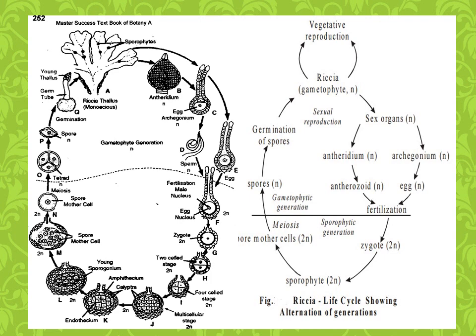Sperms are biflagellated. They are transported to the archegonium to the oosphere, and thus fertilization occurs and then the zygote is developed. Here you can see the zygote is a diploid structure, and thus several changes occur and a new sporophyte, which is a diploid structure, is formed.